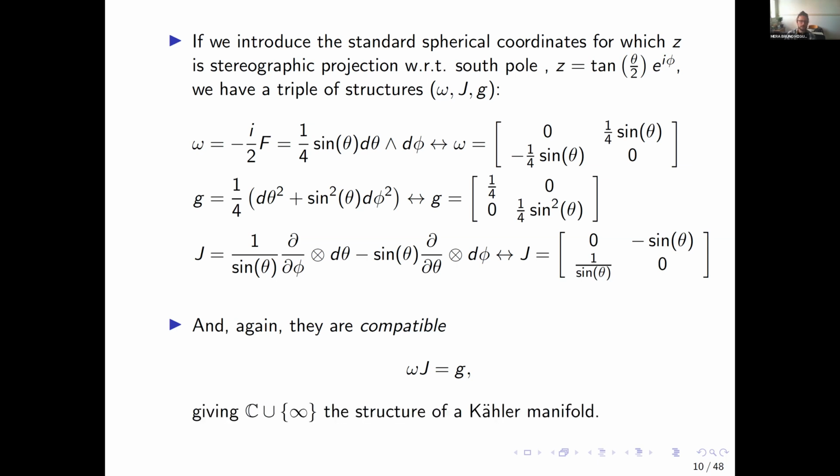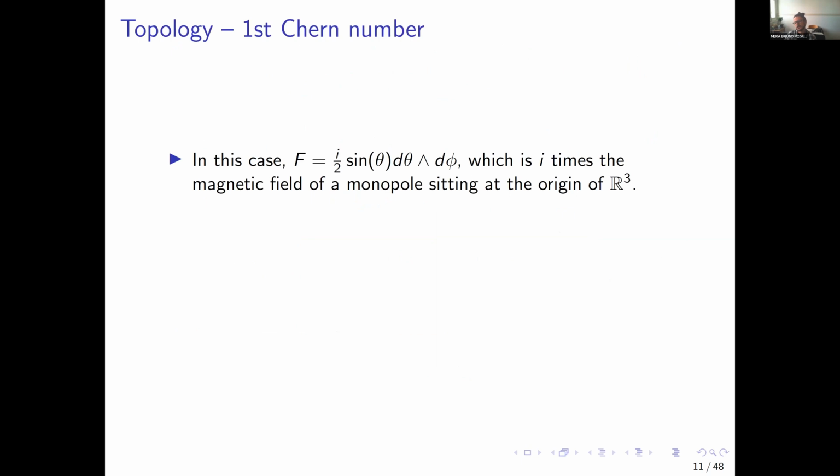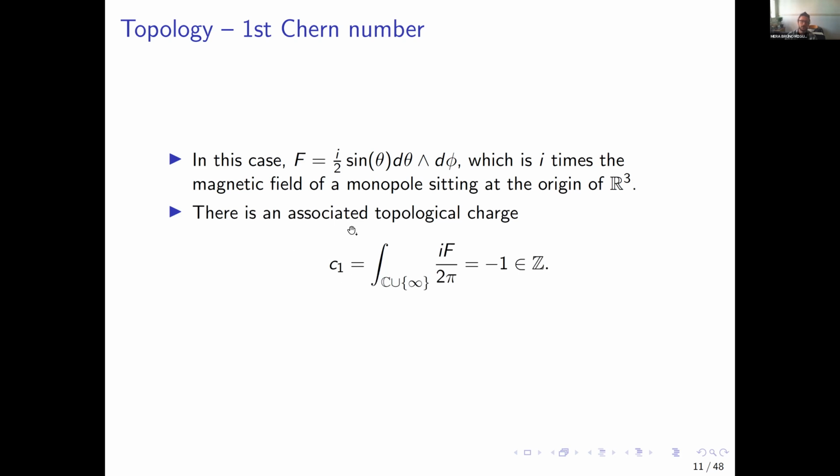Okay, and basically this gives the Riemann sphere the structure of a Kähler manifold. Here we are in the compact setting, and we also have the first glimpse of topology, the first Chern number. So if you look at the Berry curvature, you see that essentially this field can be interpreted as the magnetic field of a monopole sitting at the origin of R^3. And you have an associated topological charge, which is essentially the first Chern number of the bundle of states that you have over the Riemann sphere. And it is -1 in this case.